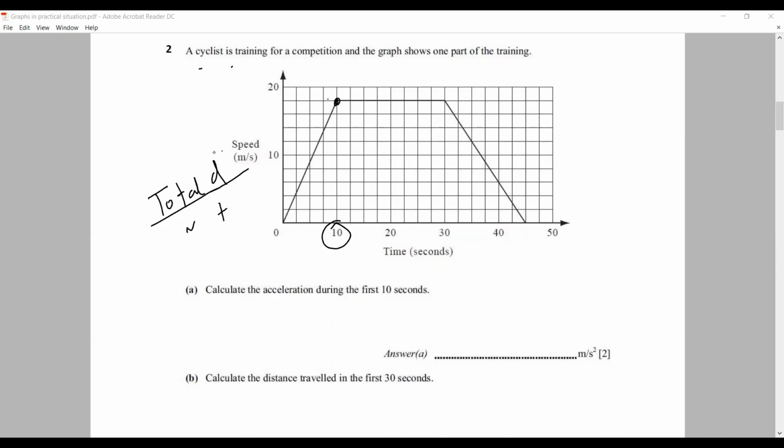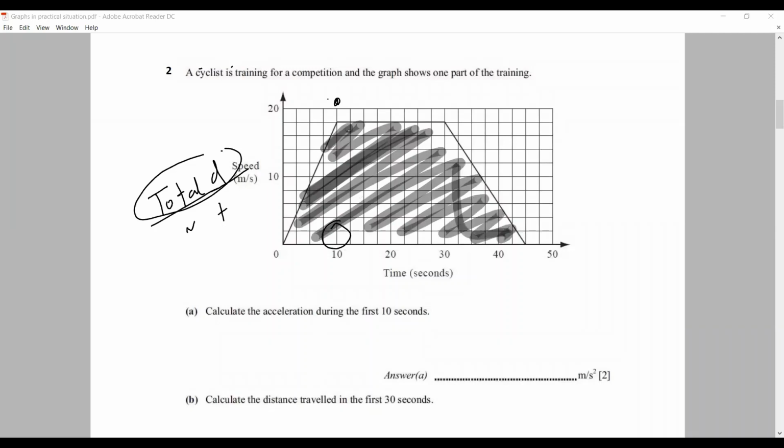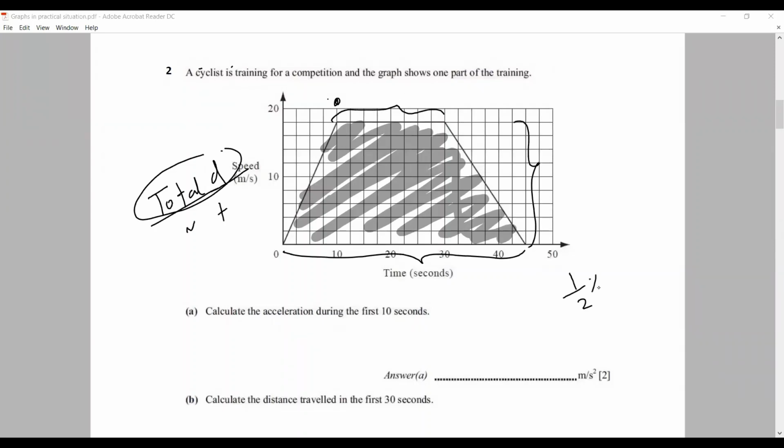However, for average, you have to look at the total distance. So if that's the total distance all the way to 45 seconds, it means the whole area, right? This whole area under the curve, this is a trapezium. All I need is the base, this guy, and the height. So half of basically 45 plus 20 times 18, that would be 585 meters, right? So this is the distance.